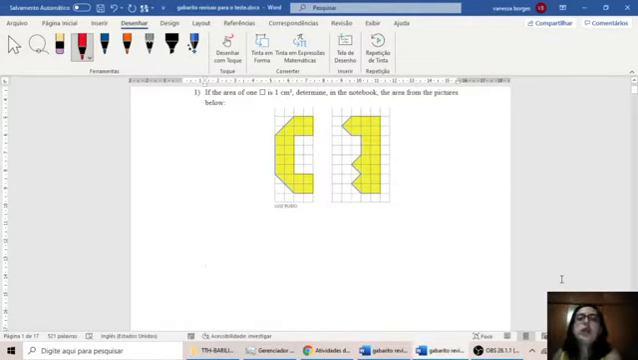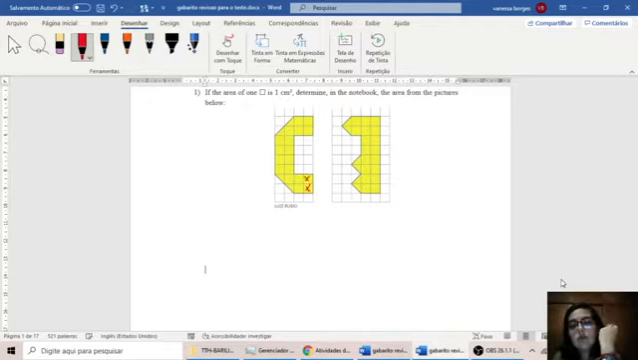Good morning. So we are going to correct the list of review for the test. If the area of one little square is 1 centimeter square, determine in the notebook the area from the pictures below. So look, this yellow square has area 1. So I need to count how many squares I have.